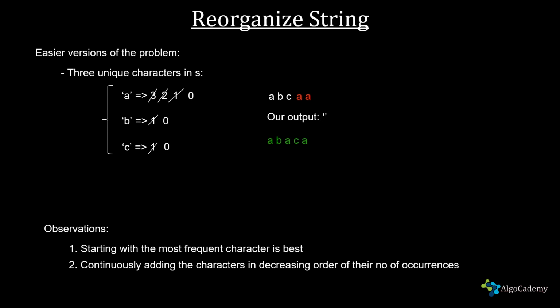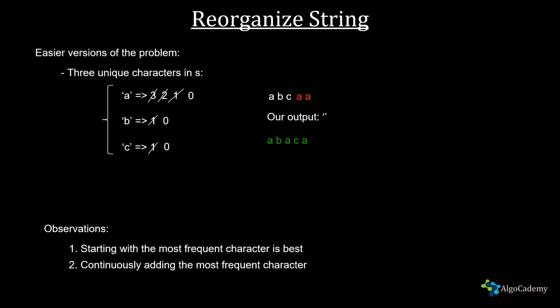This is very interesting. We have just seen an example where the first observation fails, but we still have a valid solution which we can construct using the first observation, which still holds true. So instead of continuously adding the characters in decreasing order of their number of occurrences, this is not correct anymore. What we should do is actually use the first observation and continuously add the most frequent character at each moment of time.